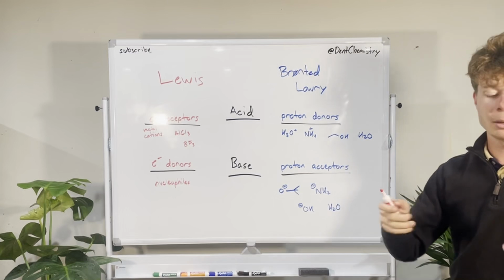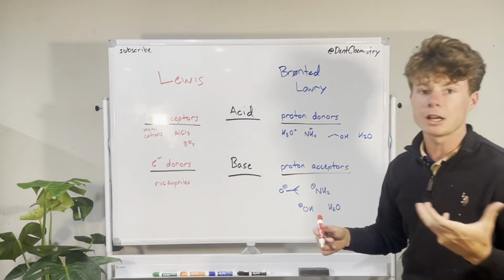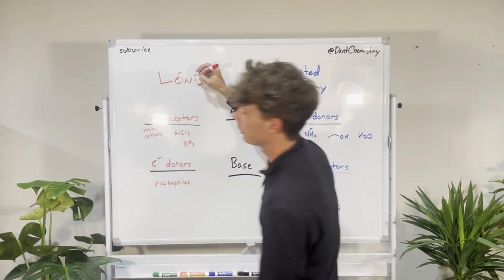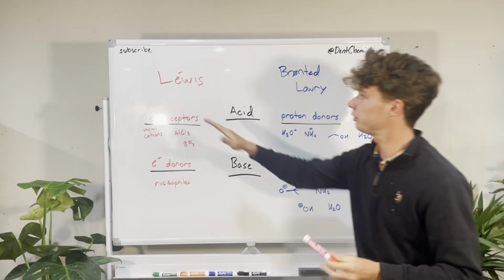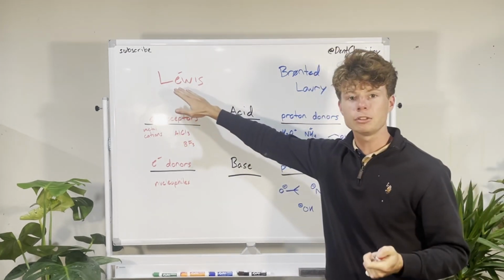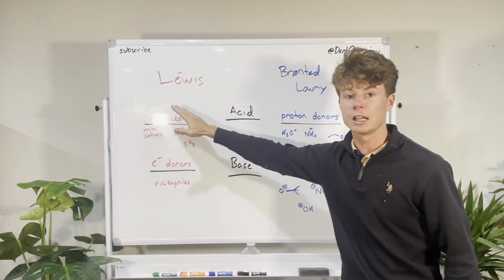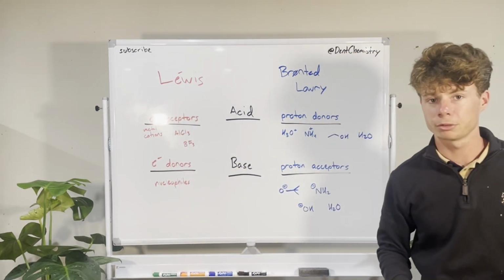Lewis acids and bases deal with electrons. I remember that because when I typically write out Lewis, I add the little negative sign there. That helps you remember when I'm dealing with Lewis acids and bases, my definitions are in terms of electrons. Acids are electron acceptors. Bases are electron donors.